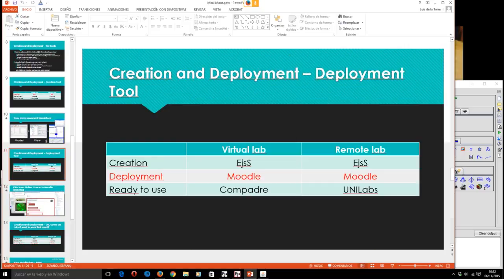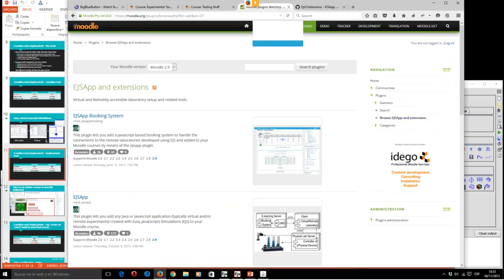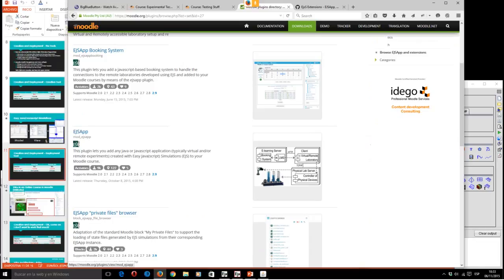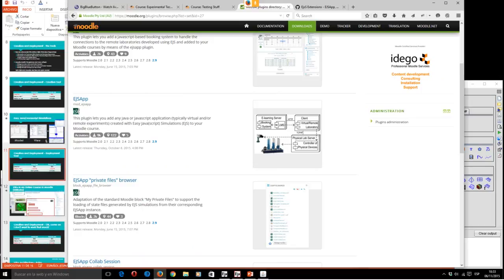So basically, if I go to my web browser, okay, here. If you search for EJS app in the Moodle plugins repository, you will find the EJS app booking system. You will find the core plugin, EJS app. You will find EJS app private files browser, which basically is a plugin that extends the core private files block from Moodle, and it is used for receiving the data files that students get when experimenting with virtual and remote labs. So you can save data files or image files from the EJSS applications directly to the EJS app private files browser.